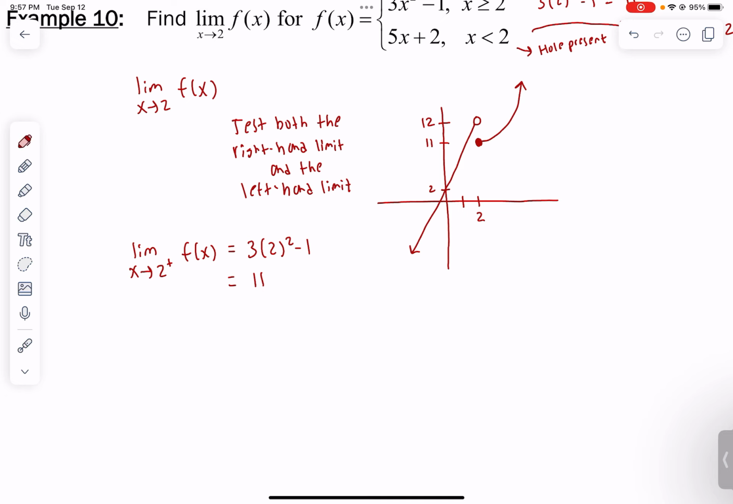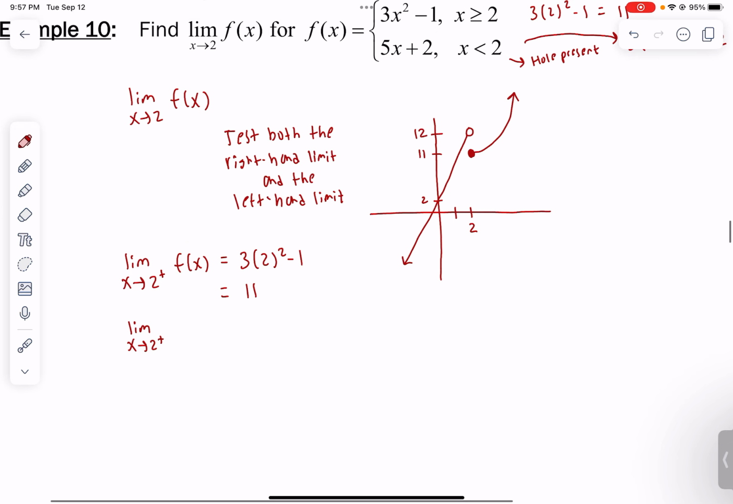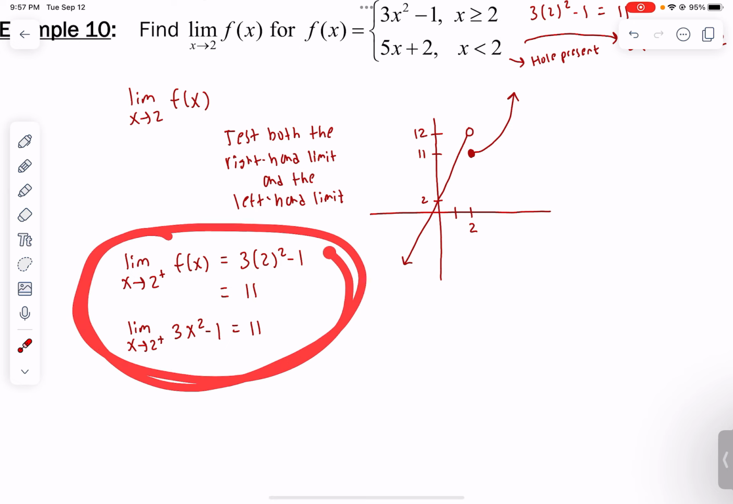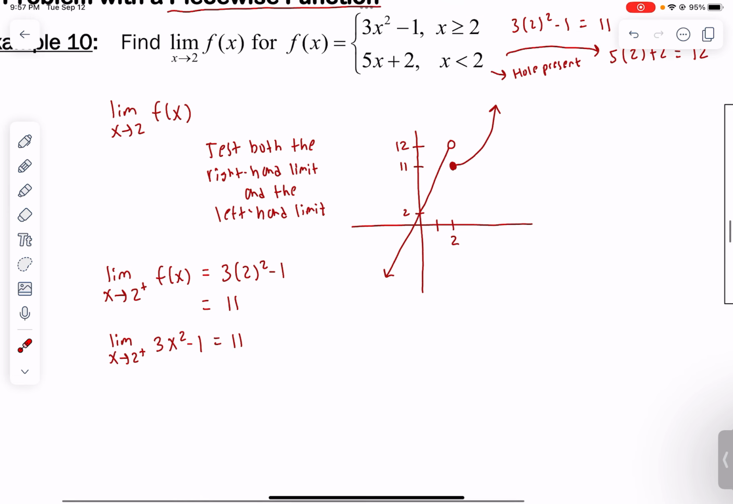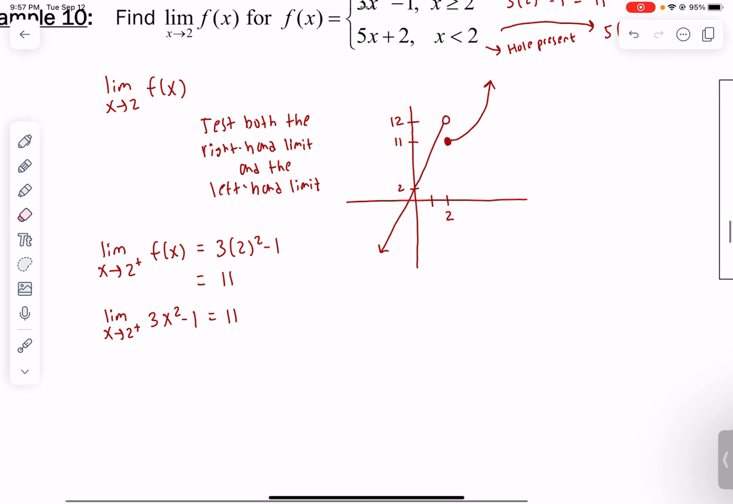If you want to be real specific, we can say the limit as x approaches 2 for the right-hand side deals with 3x squared minus 1. And that'll be equal to 11. So once again, these represent the same thing. And now, let's test the left-hand limit. So the limit as x approaches 2 from the left-hand side.